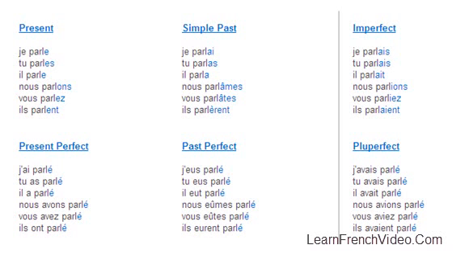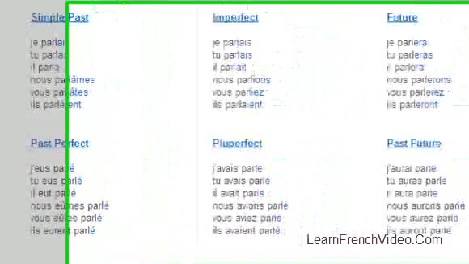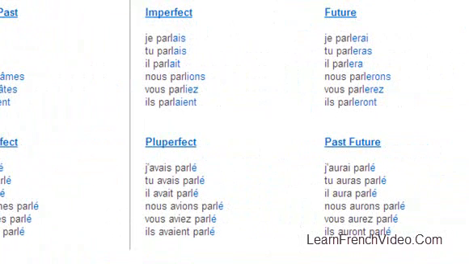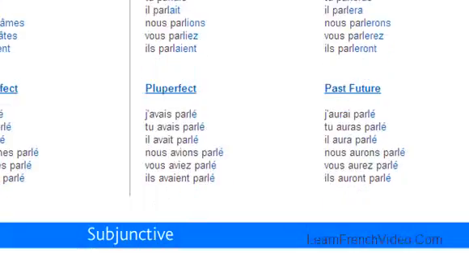Under that, pluperfect, basically, j'avais parlé, tu avais parlé, that would be the same as I had spoken, you had spoken. So you might use that from time to time. Future, you're going to use all the time. So je parlerai, tu parleras. So you're going to want to memorize that. Past future, j'aurais parlé, I will have spoken, tu as parlé. You can learn that, but it's not really of utmost importance.